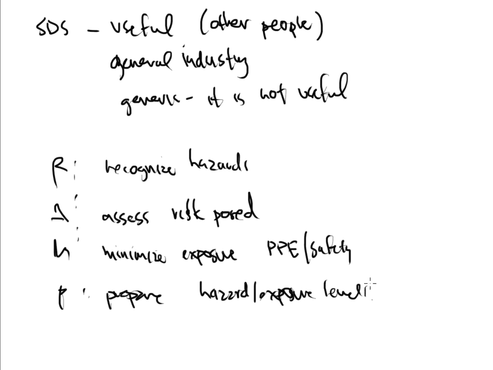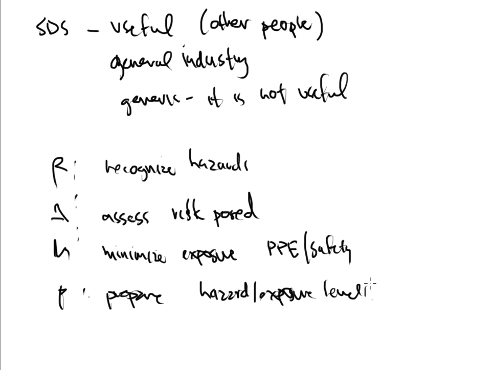None of this could be completed without at least an SDS on hand. It's going to tell me everything that I need to know about the chemical pretty much. That is for the RAMP at least, right? Recognize the hazards. The SDS is going to provide me that information. How do I assess the risk that's posed? Well, the SDS is going to have information on exposure limits. M, minimize the exposure. Well, the SDS will have information about PPE and about safety steps that I need to take to make sure everything is good to go.